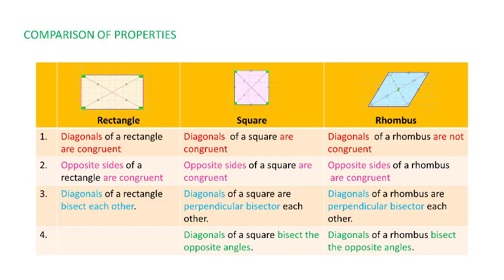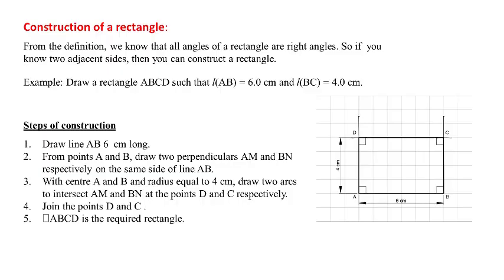In a rectangle, diagonals bisect each other, whereas in a square and a rhombus, diagonals are perpendicular bisectors of each other. In case of a square and rhombus, there is a very special property, that is diagonals bisect the opposite angles. Let us understand the construction of a rectangle.